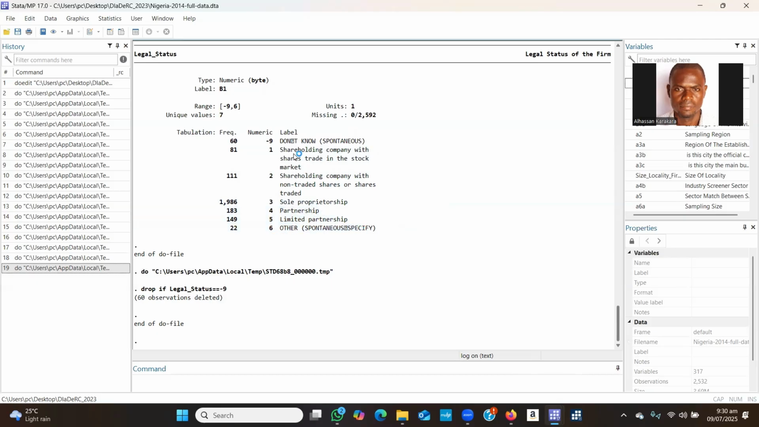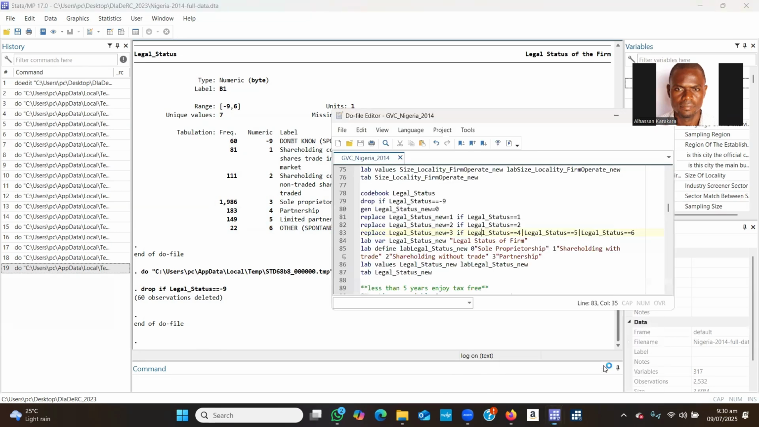And then you have only 3 categories: shareholding, sole proprietorship, and partnership, depending on the objectives of your study. But in this do file, what I did is to have sole proprietorship alone, shareholding with traded shares, shareholding without trade, then partnership.